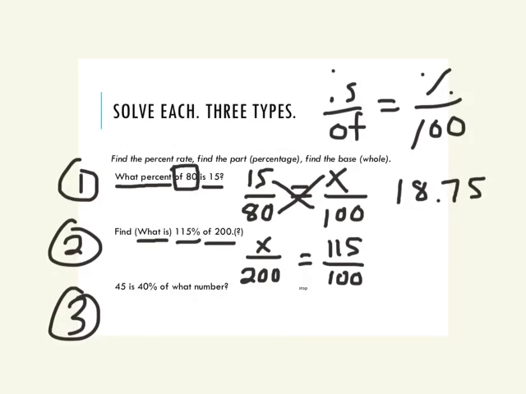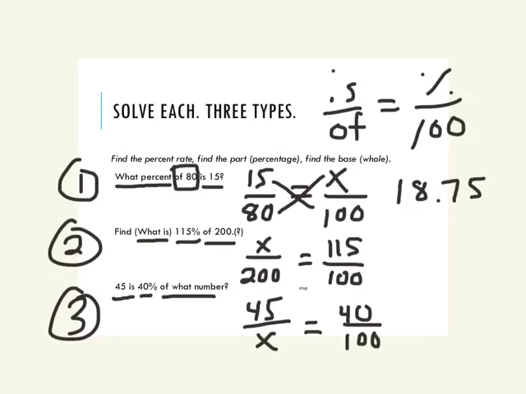45 is 40% of what number? 45 is my is. 40%. Anybody want to guess where that 40 is going to go? Yep, top right. Of what number? Ooh, they don't tell us the of. So that's going to be the variable, always over 100 on the bottom right. Now that we have our proportion set up, we can solve that for the missing value.